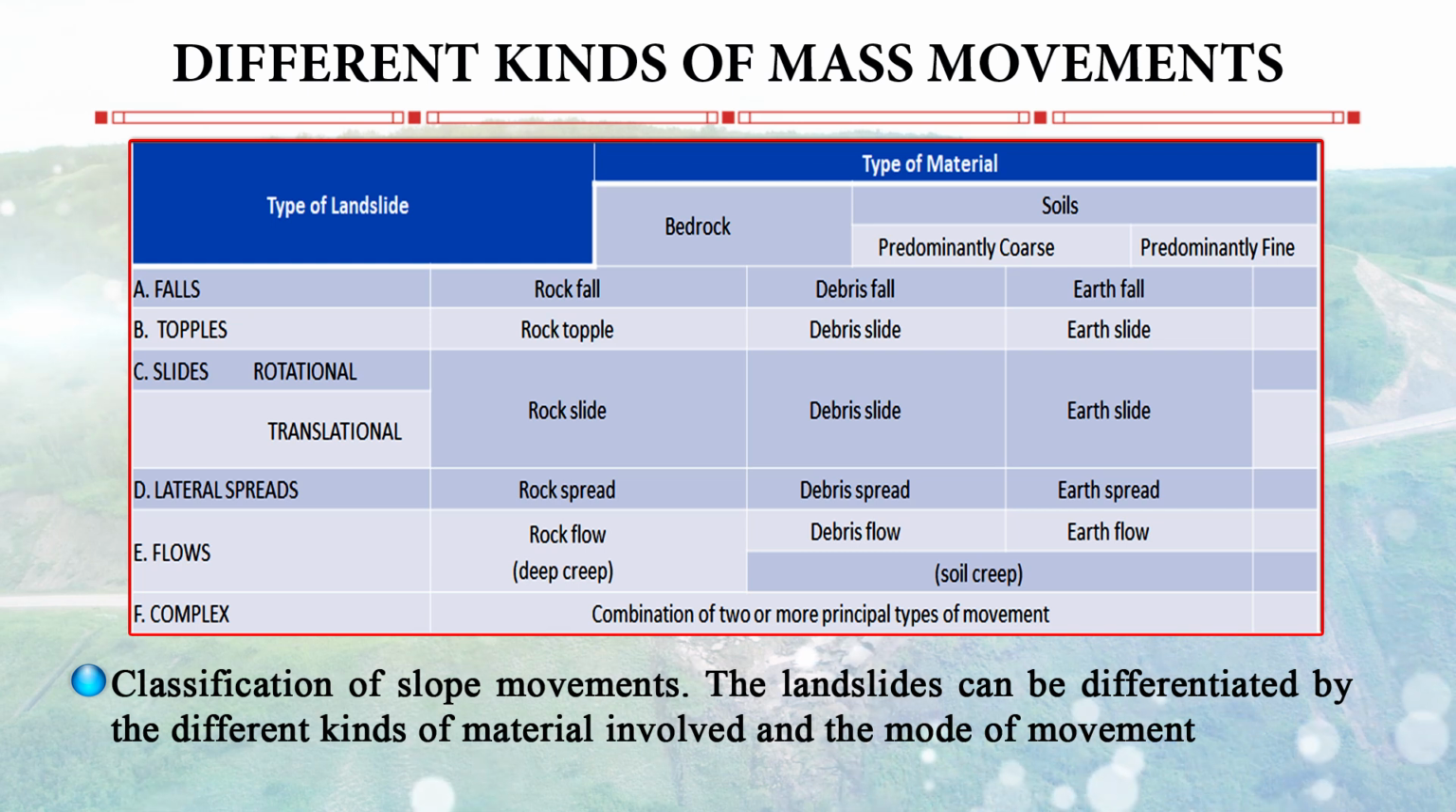You can also have flows. Flows means water is mixing: rock flow, debris flow, earth flow. In some cases, there can be complex movement where one or more types of movements are joined together, and there can be lateral spreads: rock spread, debris spread and earth spread. The only difference is, if it is debris or earth spread, it is the size of the particles which is involved, and the nature of the fall is also taken into account.